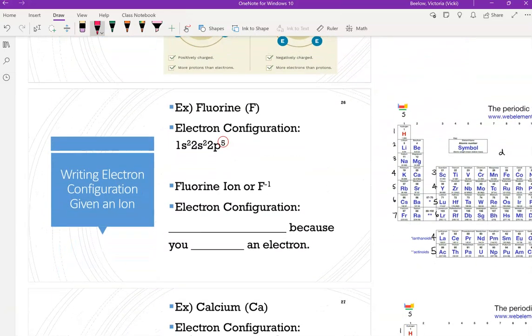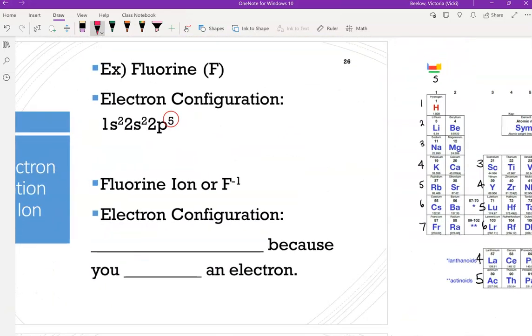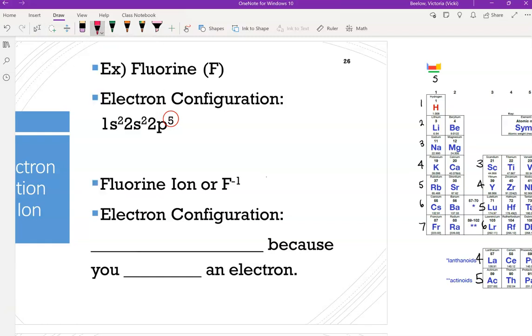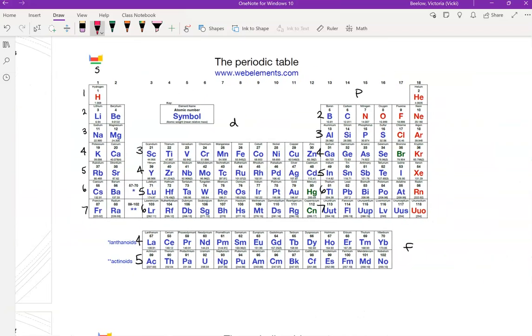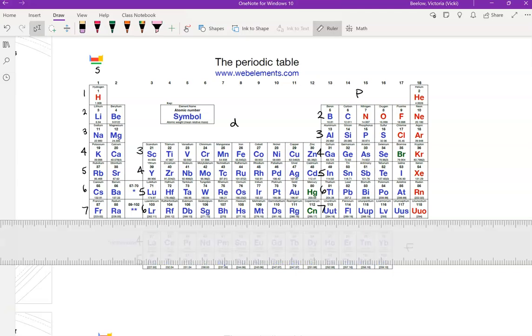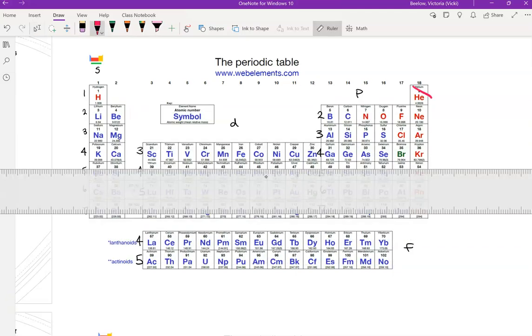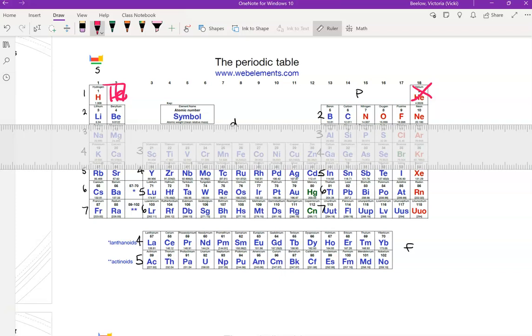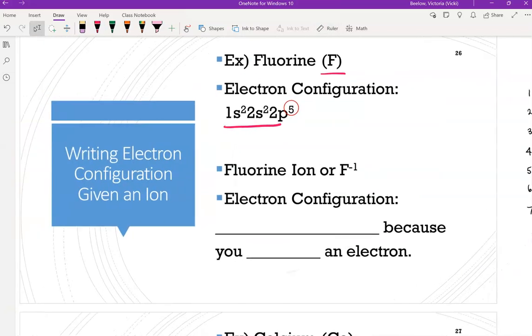So when it comes to an electron configuration for an ion, you would want to start by looking at the regular electron configuration for that element. Here's the regular electron configuration for fluorine. Fluorine is 1s2, 2s2, 2p5. So that's what fluorine normally is.